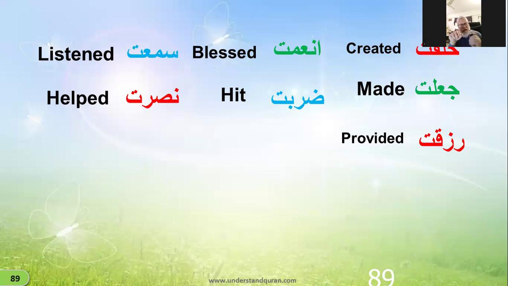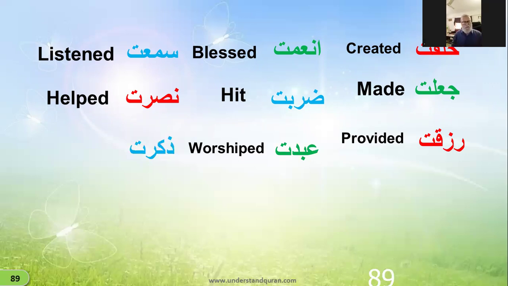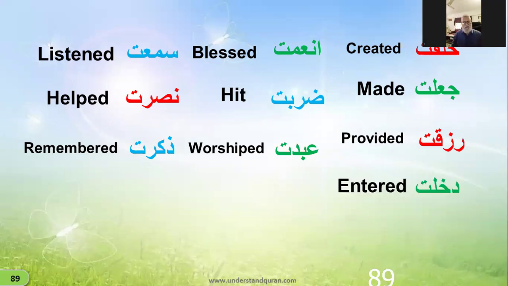Razakti, she, you feminine provide. Razaktu, I provide. Razakat, she provide. Abatta, you worship. Abatti, you female worship. Abattu, I worship. Abadat, she worship. Zakarta, you male remember. Zakarti, you female remember. Zakartu, I remember. Zakarat, she remember.